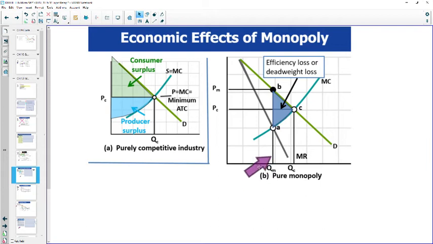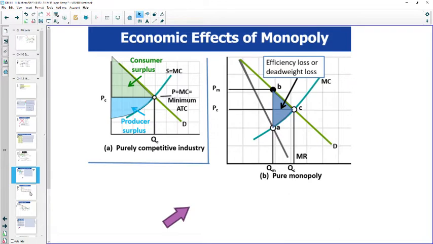But a monopolist produces where marginal revenue and marginal cost meet. The price of the product is way above the marginal cost. We're not making enough. We're losing all of this extra consumer surplus and producer surplus. That's called deadweight loss. We are not allocatively efficient. In addition, we're also not productively efficient.